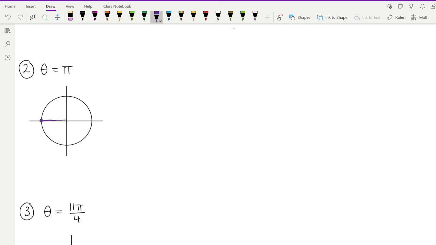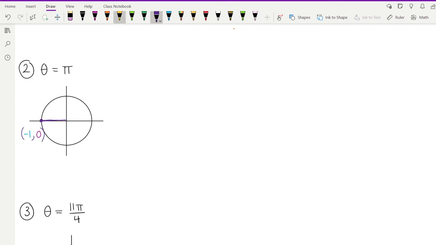So let's do now theta is equal to pi. So pi is 180. And so again, this is one where we don't need to actually calculate our terminal point. We can just look at it and figure out what it is. So the x coordinate in this case is -1, and the y coordinate is 0.